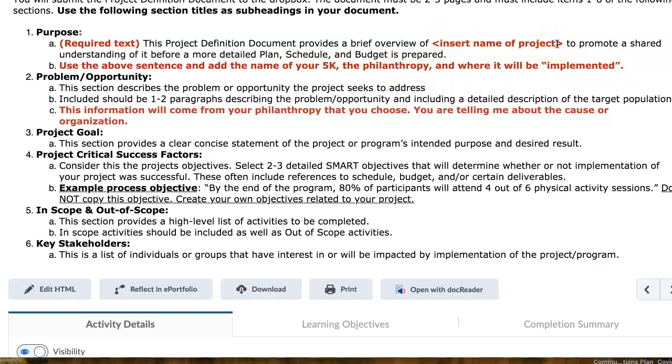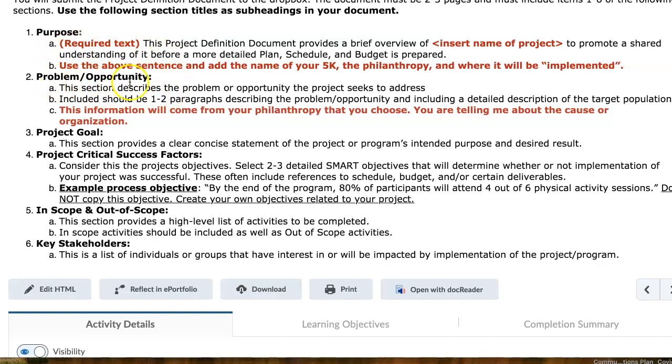For example, in my first video, I talked about completing a 5K for the philanthropy of St. Jude at Shelby Farms in Memphis. So I would say all of those things, maybe St. Jude 5K at Shelby Farms to promote a shared understanding of it before a more detailed plan, schedule, and budget is prepared. This purpose statement will be one sentence, okay? Please make sure to follow these directions here.